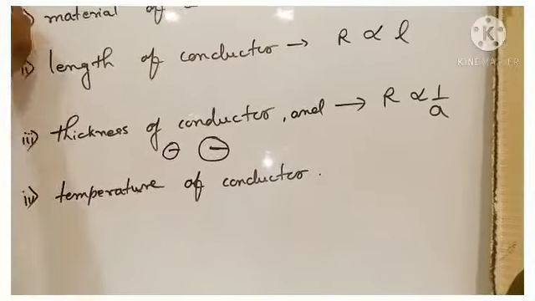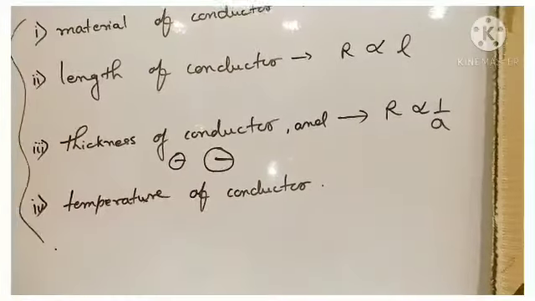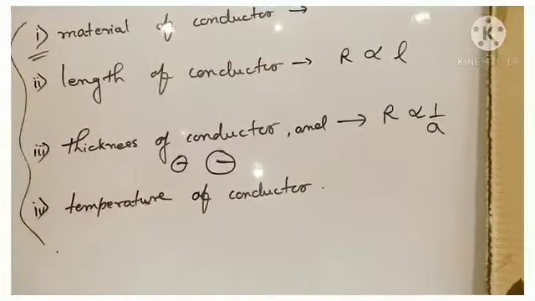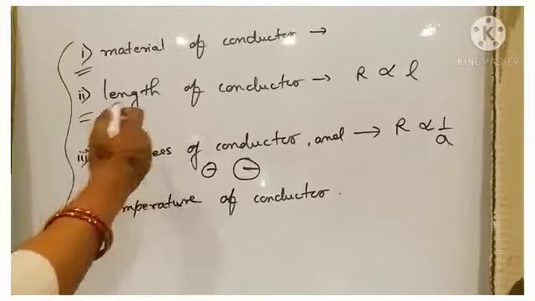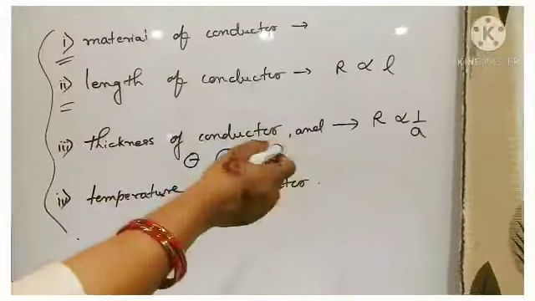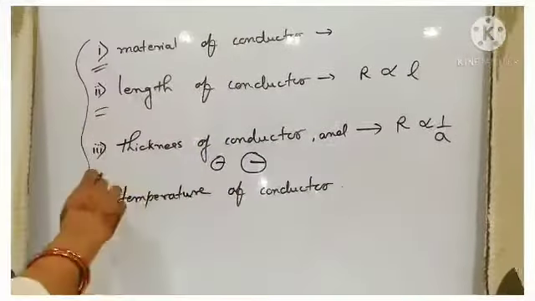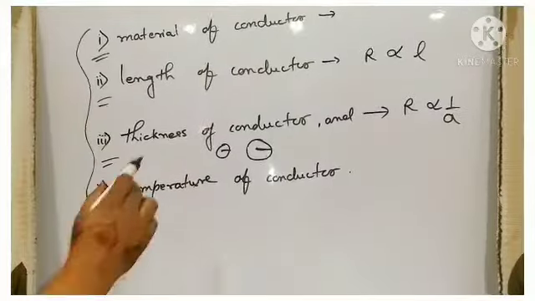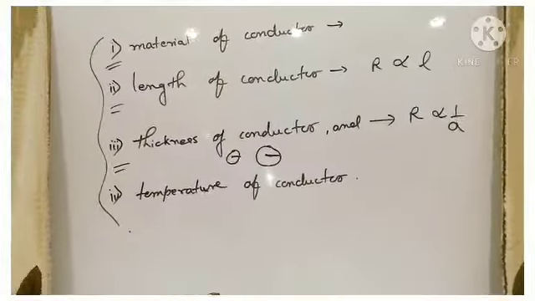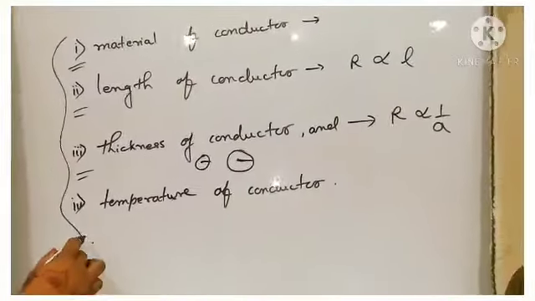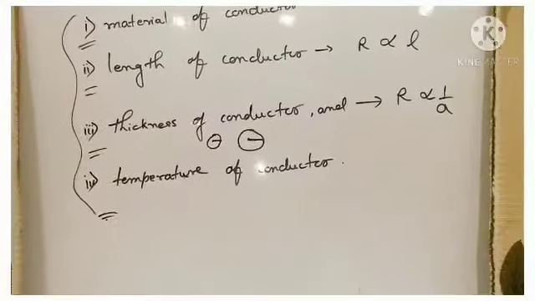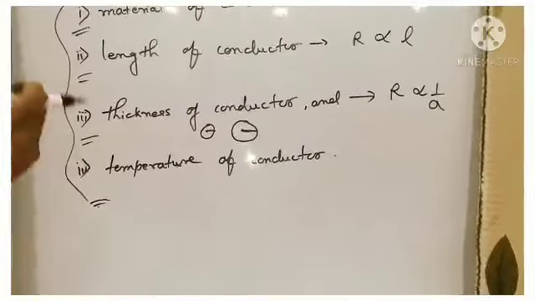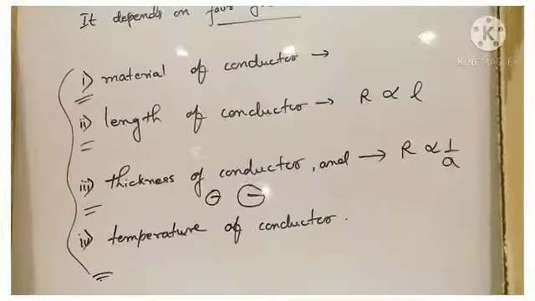So these are the 4 factors on which the resistance depends. First one is the material of the conductor. Length of the conductor, directly proportional. When length increases, resistance also increases. Thickness of the conductor, that is inversely proportional to the area of the wire. Next is the last one, temperature. As the temperature increases, resistance also increases.